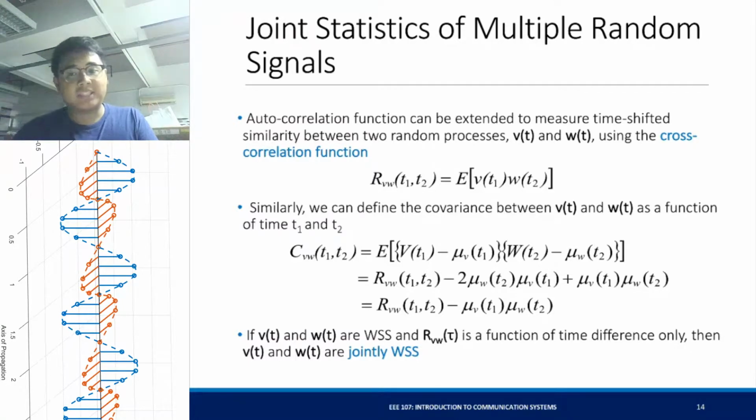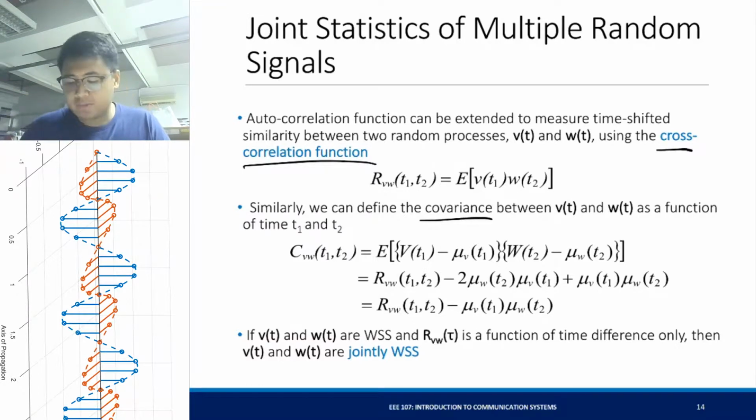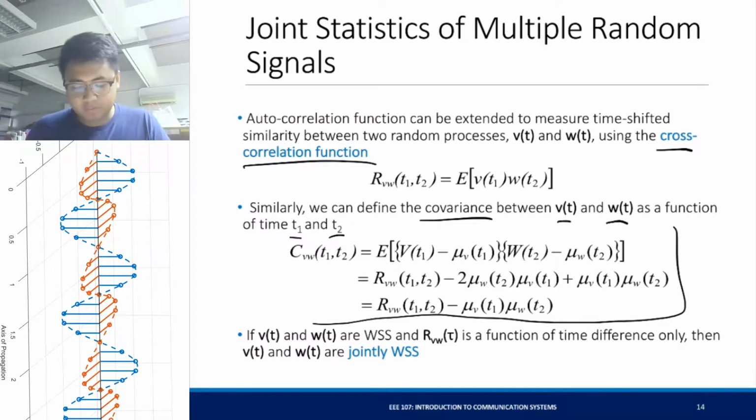What if we have multiple random signals? The autocorrelation can be extended based on that using what we call the cross correlation function. And this is how we can define the similarity between two random signals. Similarly, we can define what we call the covariance between v of t and w of t as a function of some time t1 and t2, and that is defined this way, right here. If v of t and w of t are both wide sense stationary, then your cross correlation function is a function of a time difference only. And under those conditions, your v of t and w of t are jointly wide sense stationary.